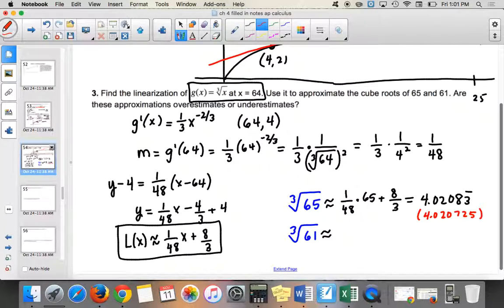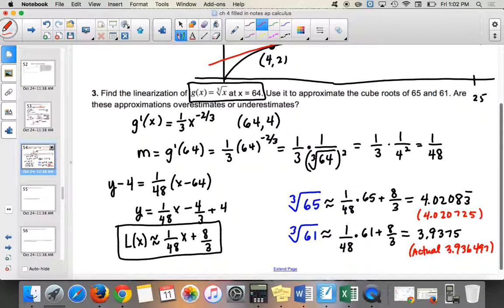Okay. So if I do the cube root of 61, I plug 61 in for x in my linear approximation to get an approximation. So I do 61 divided by 48 plus 8 thirds. I get 3.9375. Is that pretty close? We can check 61 raised to the 1/3 power. The actual is 3.936497, and so on. Pretty close, right? Well, not really 3 decimals, 2.5. But it's still pretty close.